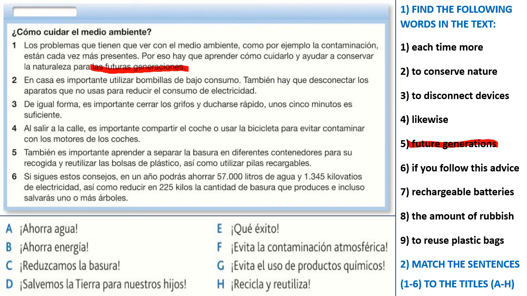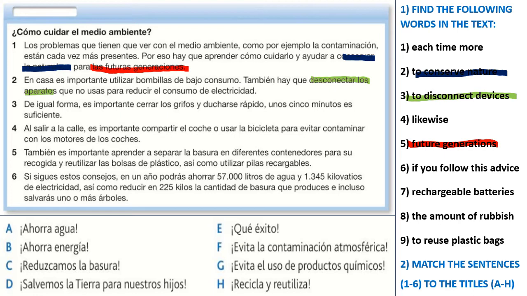Next one, to conserve nature. So up here you've got to conserve nature, and then you've just got to look through for something looking similar, and it's in number 1 again, conservar la naturaleza. To disconnect devices, you've already seen that throughout the PowerPoint, and that is going to be in number 2, desconectar los aparatos.